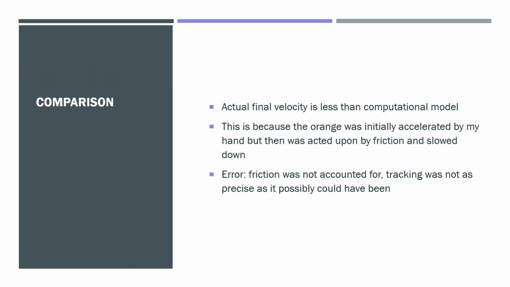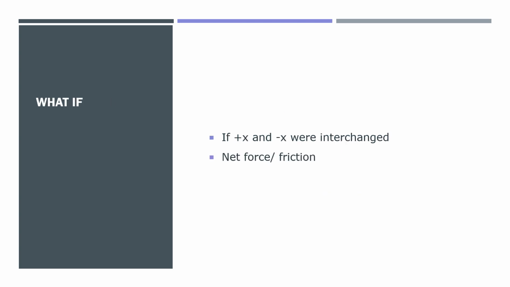Comparison. The actual final velocity is less than the computational model. This is because the orange was initially accelerated by my hand, but then was acted upon by friction and slowed down. As for error, friction was not accounted for, and tracking was not as precise as it could possibly have been. These are possible explanations for why the proposed final velocity and the actual final velocity are not the same.